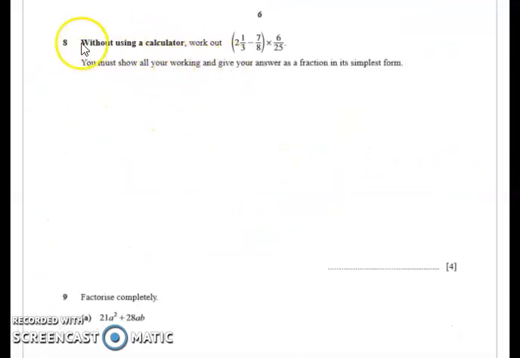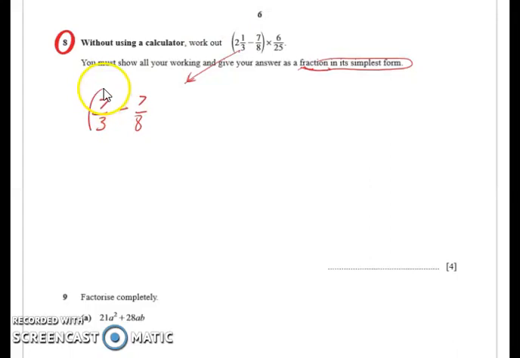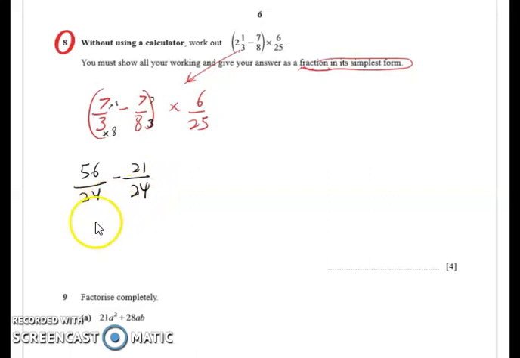Okay, without using a calculator, this is for question number 8. They want the answer as a fraction in its simplest form. We change the mixed number to an improper fraction, so it becomes 7 over 3 minus 7 over 8, and then we multiply by 6 over 25. Here we multiply by 8 and 8, so it becomes 56 over 24. Here we multiply 3 and 3, 21 over 24.